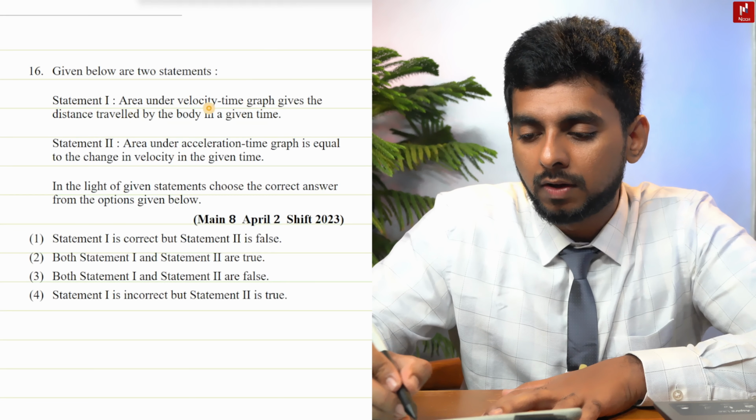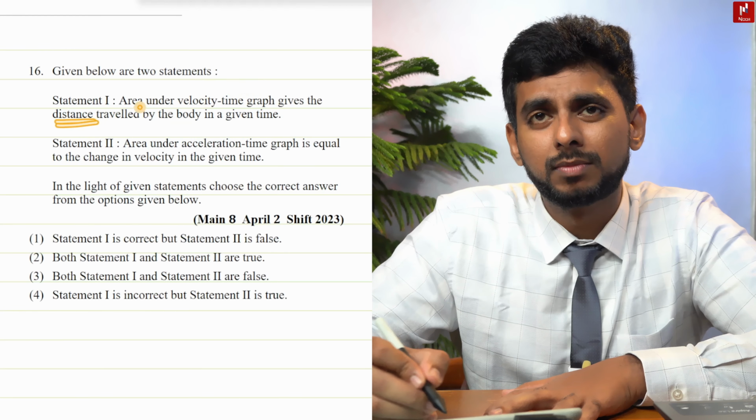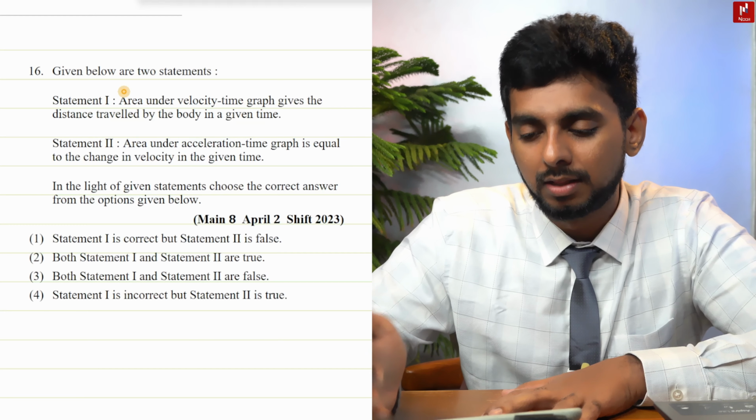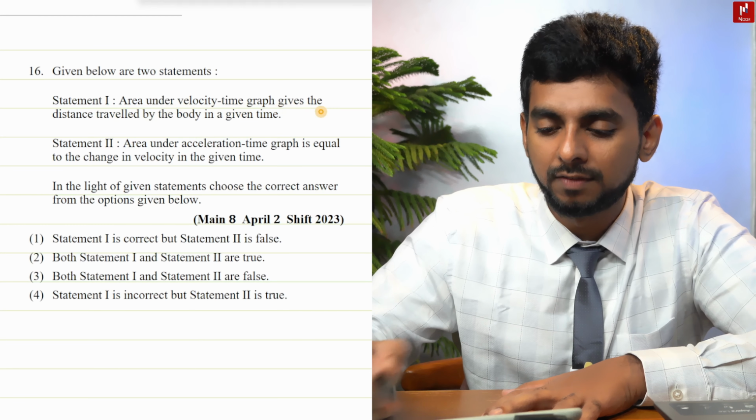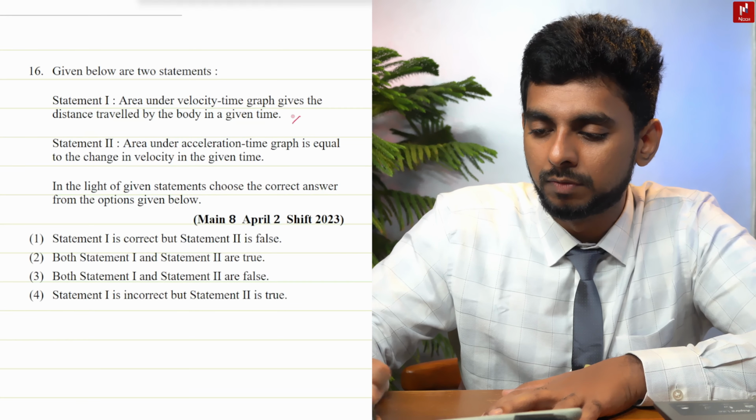Okay, so this is a word game. The velocity time graph will give you the displacement traveled. Distance is actually a path length, a scalar quantity, so that doesn't make sense. Therefore, area under the velocity time graph gives you the displacement traveled by the body in a given time. This one is incorrect, obviously.